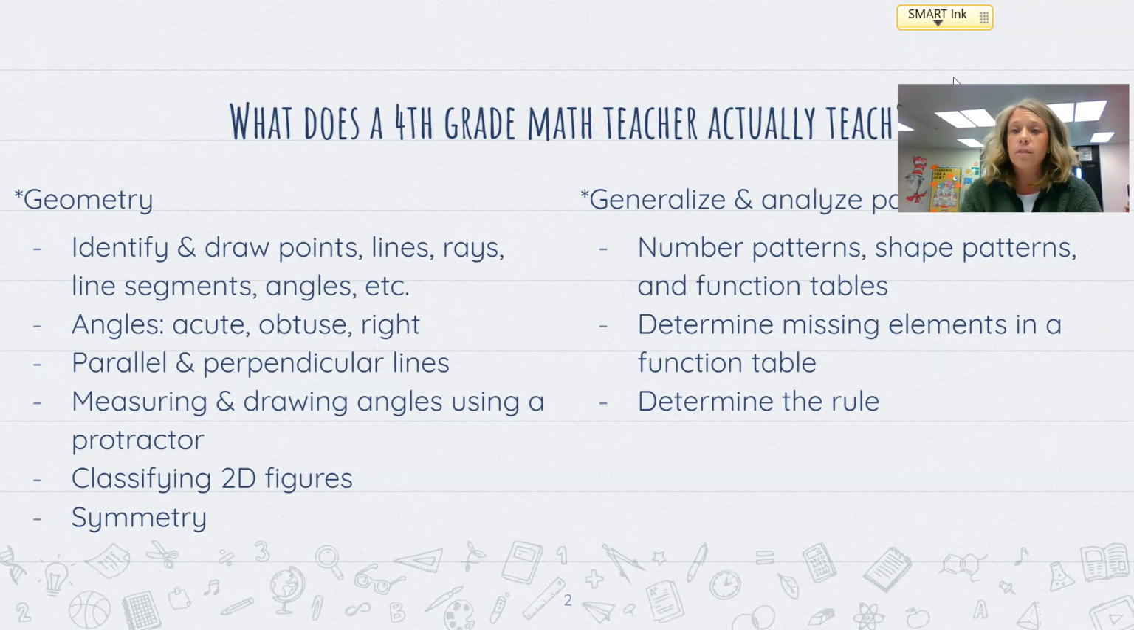We also distinguish between acute, obtuse, and right angles, and students need to be able to draw those, measure those, and recognize them just using the naked eye. We also focus on knowing the difference and being able to identify parallel and perpendicular lines. Those are in isolation and also when you're looking at different two-dimensional figures.